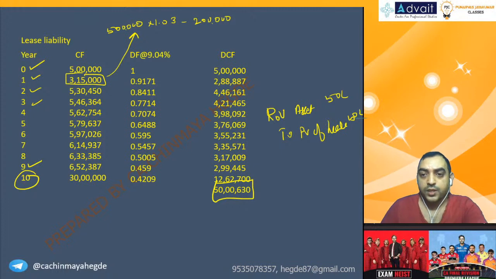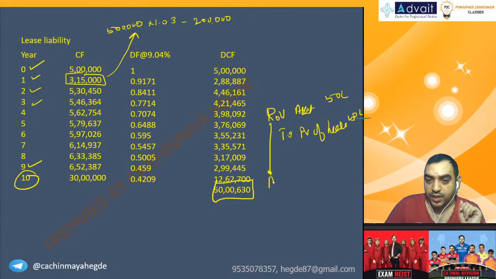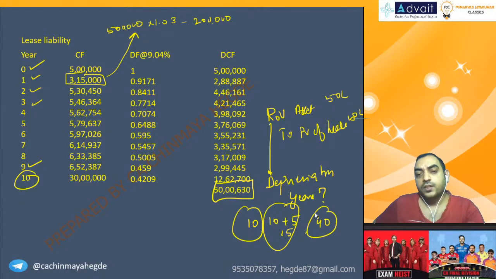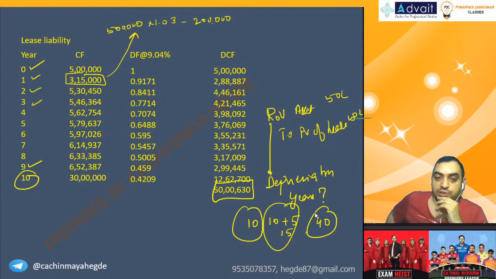Okay, only one question. On the ROU asset, the entity is going to charge depreciation. Can you tell me over how many years it provides depreciation? 10 years, 10 plus 5, 15 years, or 40 years? ROU asset 50 lakhs. Depreciation is charged over how many years? 10 years, 40 years, or 25 or 15 years?